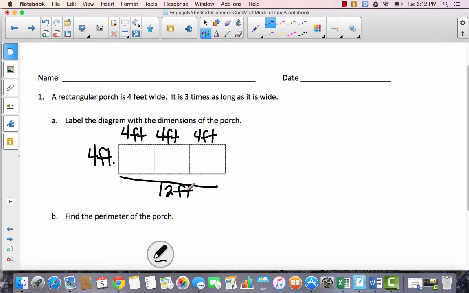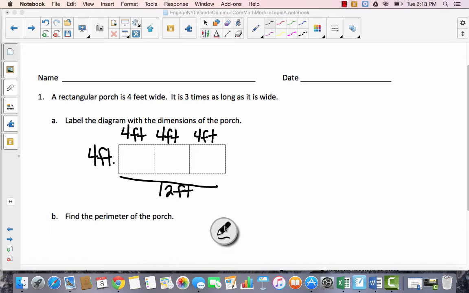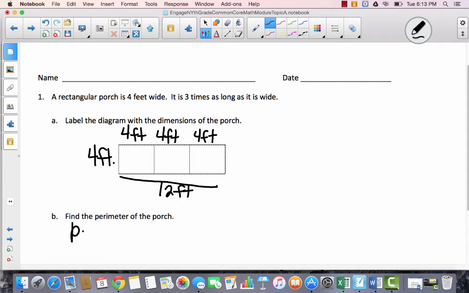Now it says find the perimeter of the porch. So again, I can use a lot of different formulas to find the perimeter. For example, I could say perimeter equals length plus width plus length plus width. So let's go ahead and just add up all these sides.